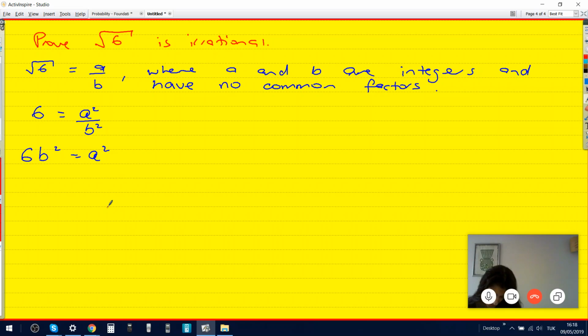So that means a squared must be even. So another way to write that is that a squared is equal to 2 times 3b squared. So if a squared is 2 times some other number, that means that a squared is even, and therefore a is even.